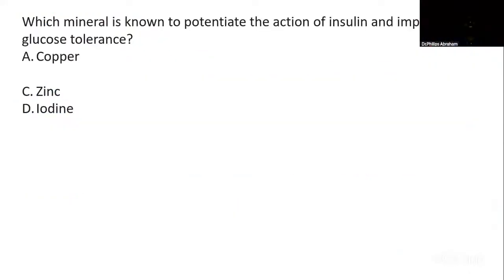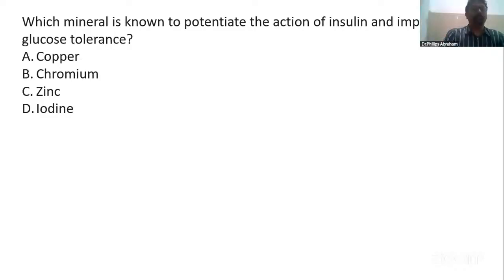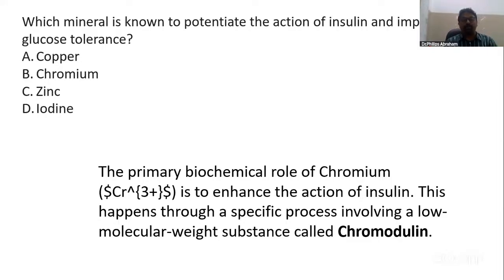Just now I said the answer for this one. Which mineral is known to potentiate the action of insulin and improve glucose tolerance? Just now I said chromium, by binding to chromodulin. The primary role of chromium is to enhance the action of insulin. This happens through a specific process involving a low molecular weight substance called chromodulin. It binds to that, and the combination helps in the activation.